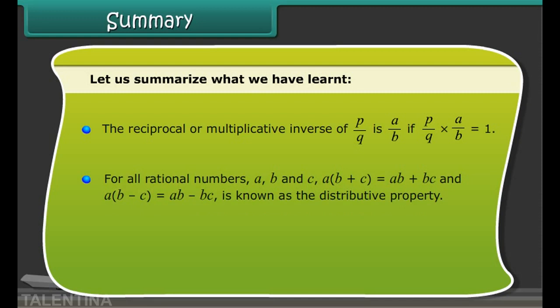For all rational numbers a, b and c, a into b plus c is equal to ab plus ac, and a into b minus c is equal to ab minus ac, is known as the distributive property.